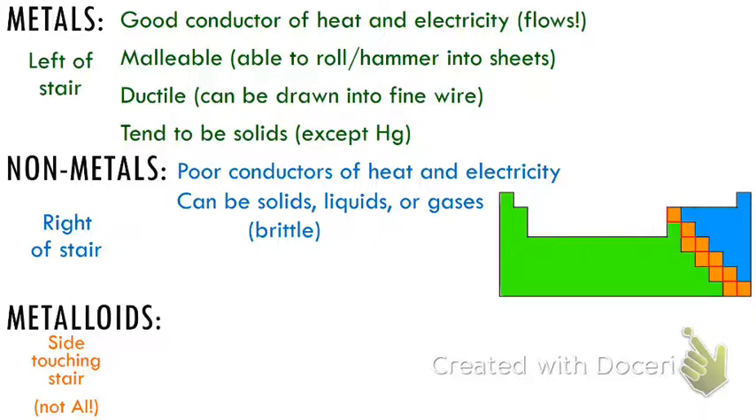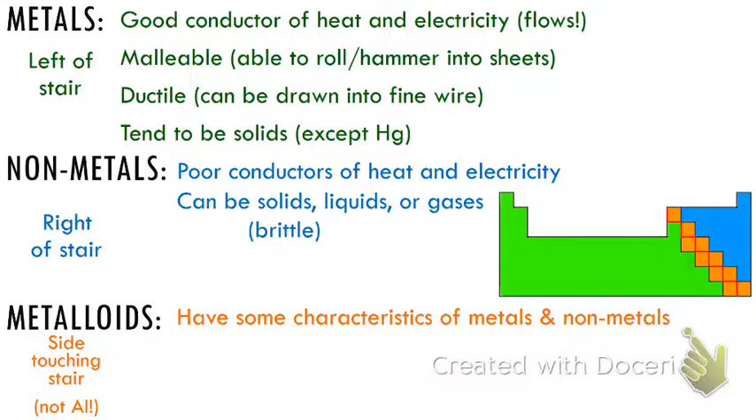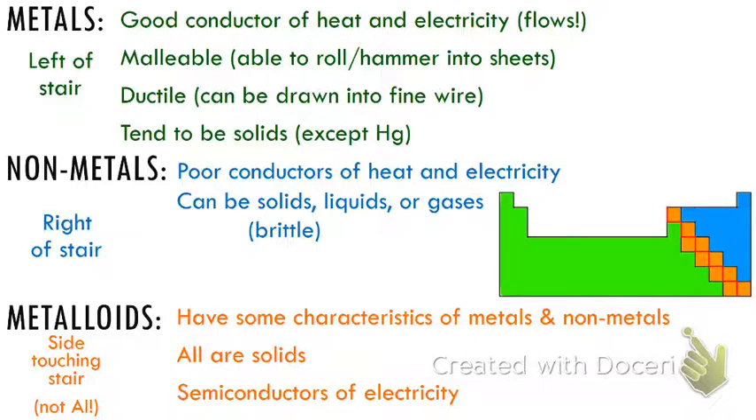Metalloids have to be touching the staircase, except for Al, of course, which is a metal. And they have some characteristics of both our metals and nonmetals. All of them are solids, and they are semiconductors of electricity, which gives them some useful properties for doing some interesting things, like being used in computer chips. So those are our classifications of our elements. You do need to be able to look at a periodic table and classify something as metal, non-metal, and metalloid. So maybe color code your periodic table, or at least draw this in there.